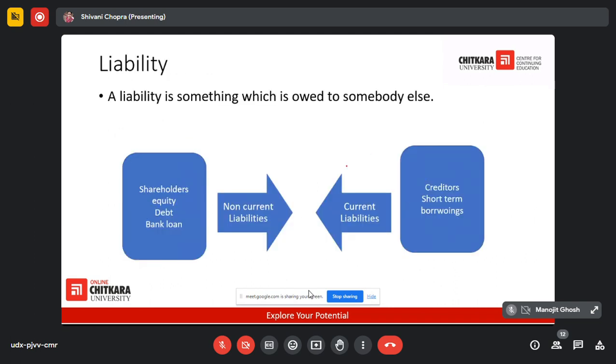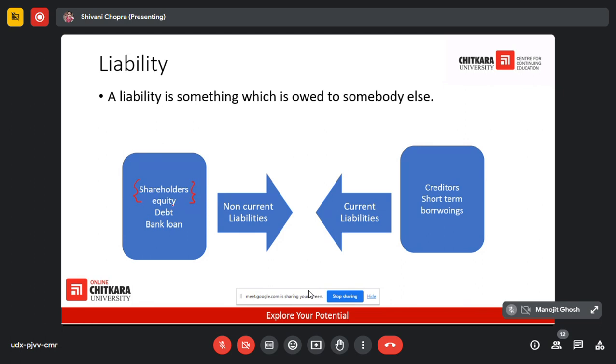Now, liability. Liability is something which is owed to somebody else. Liabilities can be current liabilities, non-current liabilities. Current liabilities are the liabilities that the business needs to pay within one accounting year or within one operating cycle. The example is creditors or short-term borrowings. The non-current liabilities are which extend more than 1 year or more than one operating cycle. Shareholders' equity, bank loan or debt. Shareholders' equity is a non-current liability.